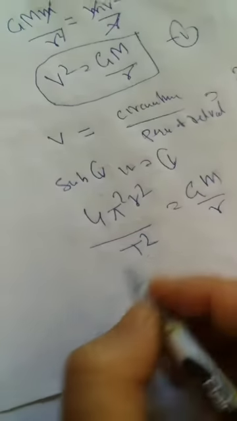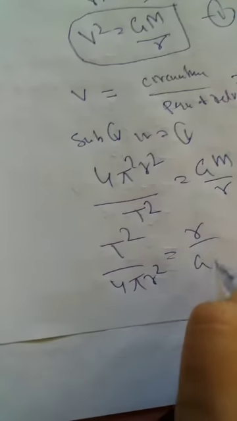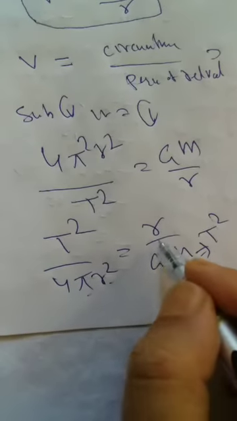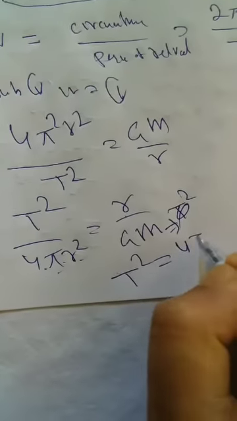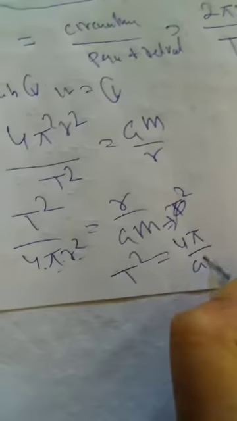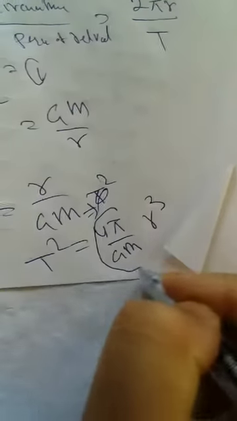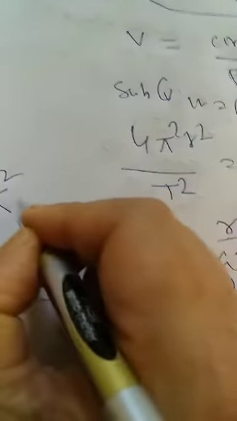If I invert this, it is all mathematics. Ultimately we get T square is equal to 4 pi square divided by GM, times r cube. This 4 pi square, you know the value. G is the universal gravitational constant. We know M is the mass of the sun. This becomes a constant. That means T square is equal to a constant times r cube. T square is directly proportional to r cube.